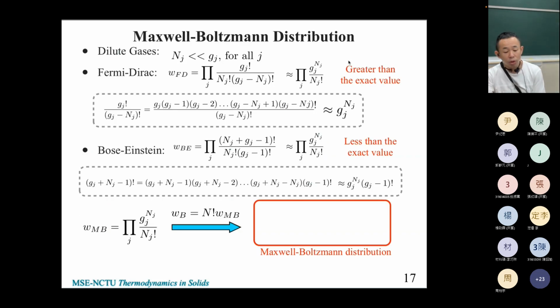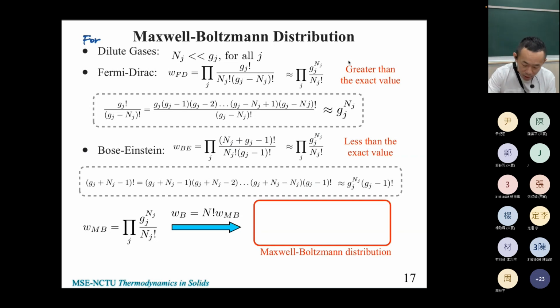So next I'm going to introduce the Maxwell-Boltzmann distribution. This actually is for dilute gases, or we can say ideal gases. All right. And then in that case, remember what we did with the ratio in the last example.